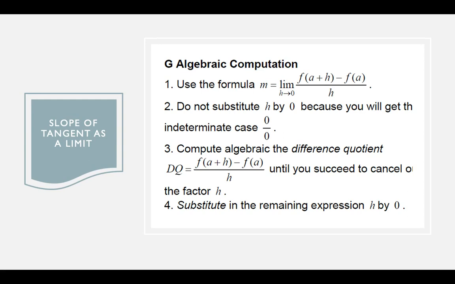So we're going to use this formula, and you cannot substitute h with 0 right away. Why? Because if you have 0 in the denominator, it's going to give you an indeterminate case, 0 over 0, so it does not work. Back in the advanced functions class, we learned about the difference quotient, which is this one. We're going to plug it in until you're able to factor out and cancel h, top and bottom. Once you're able to do that, then you can plug in h as 0.